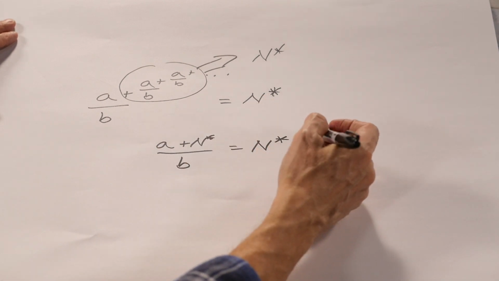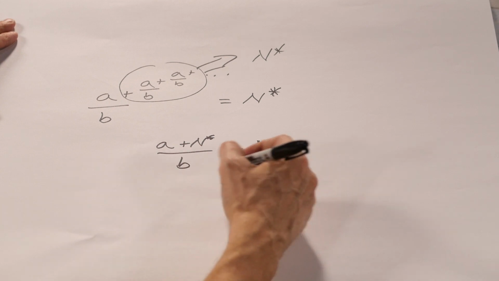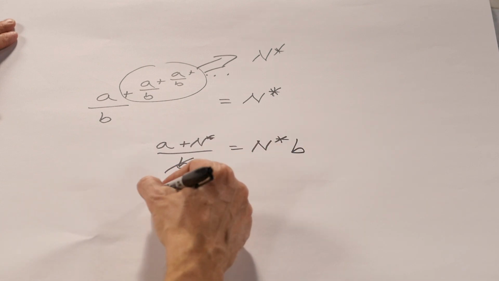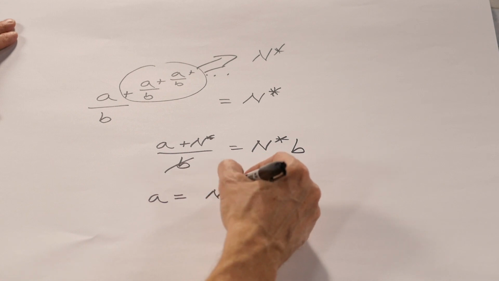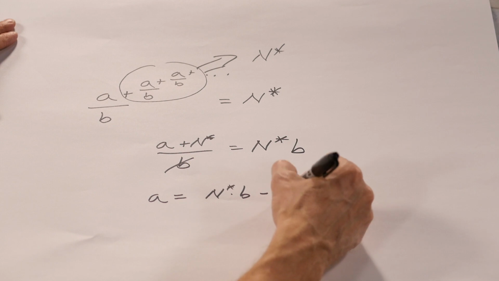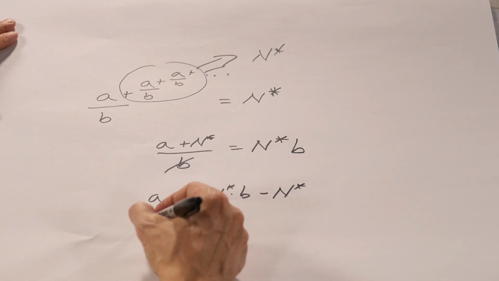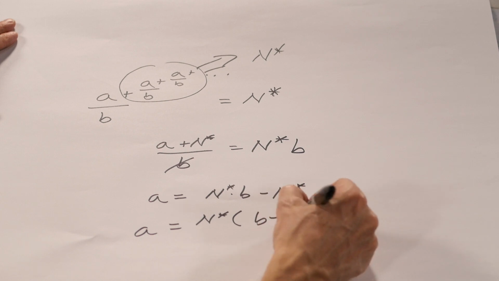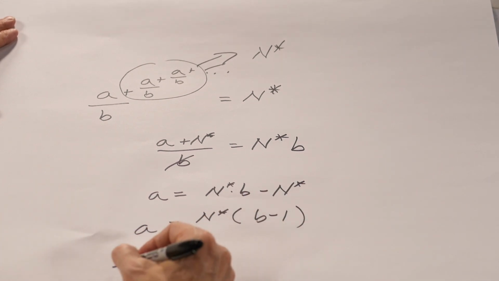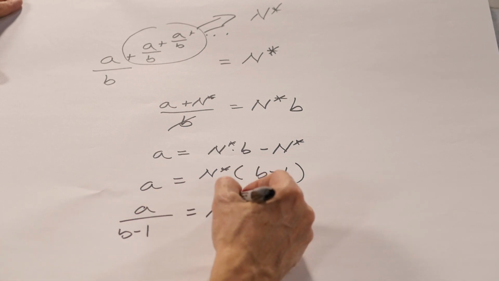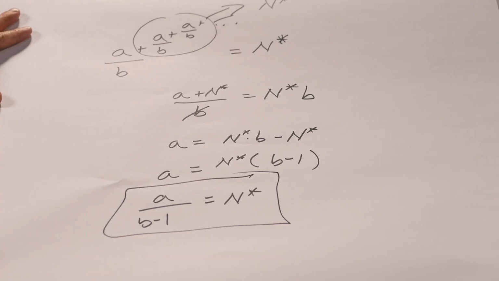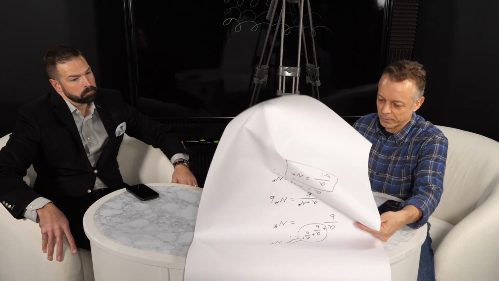Now what's neat about that is I can just move the b over like this, and then I can also move the n star over, so what I end up with is a equals n star times b minus n star. And I can, of course, factor out the n star. A equals n star times b minus 1. And then, of course, a over b minus 1 equals n star. So when you see this, we know that as long as b is greater than 1, n star can converge. So let's work out the same thing for u star.